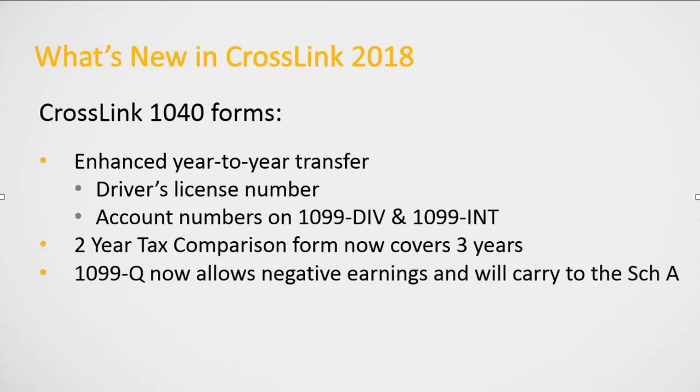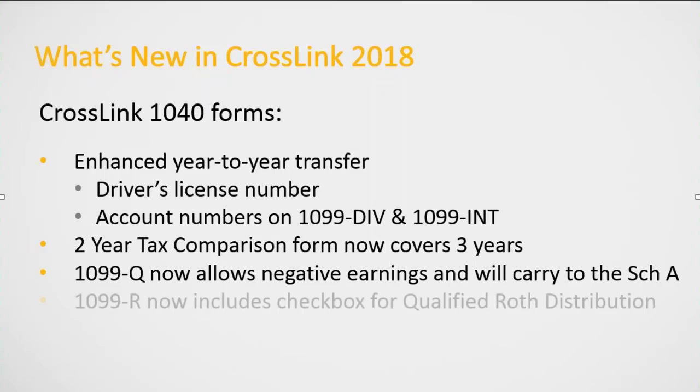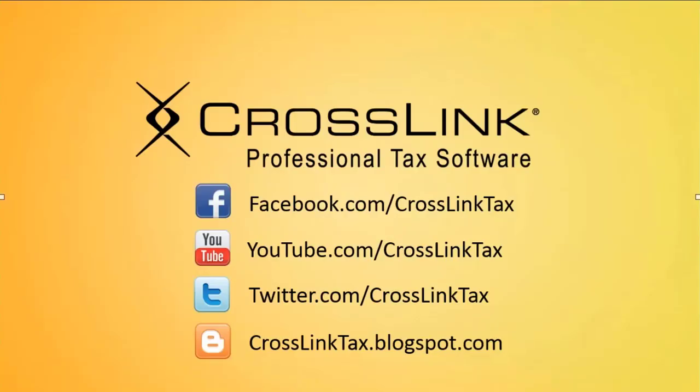And the 1099-Q, for those of you that prepare 1099-Qs, know that it now allows for negative earnings that will carry over to the Schedule A. And the 1099-R now includes a checkbox for qualified Roth distributions. And with that, we've covered everything that's new in the CrossLink 2018 program.